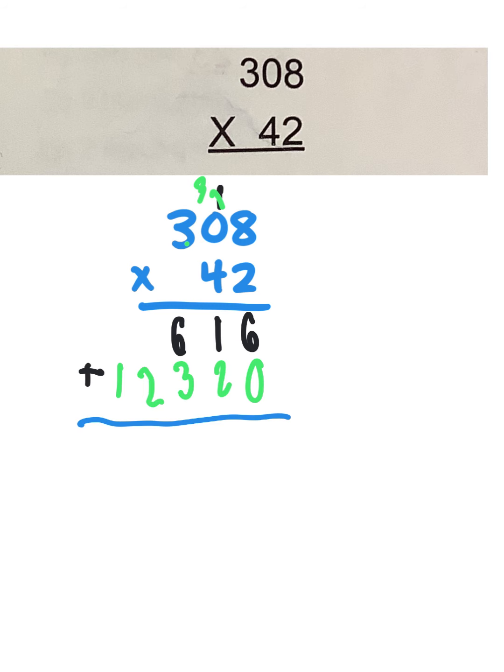Now you're going to add, and 6 plus 0 is 6. 1 plus 2 is 3. 3 plus 6 is 9. And then you add the others. It's a final answer of 12,936. Let's move to our next problem.